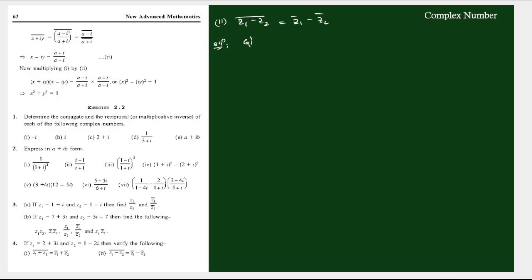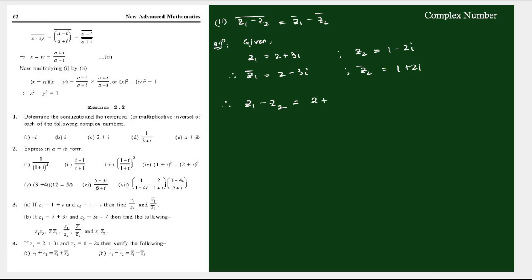Okay, so what is given? z1 is how much? 2 plus 3i. z2 is how much? 1 minus 2i. So therefore z1 bar will be 2 minus 3i. z2 bar will be 1 plus 2i. So this will be a conjugate.